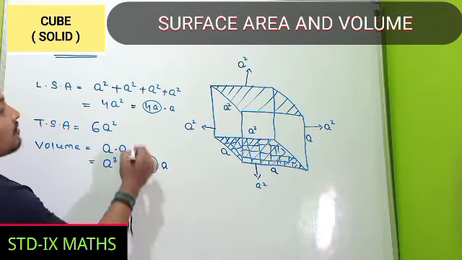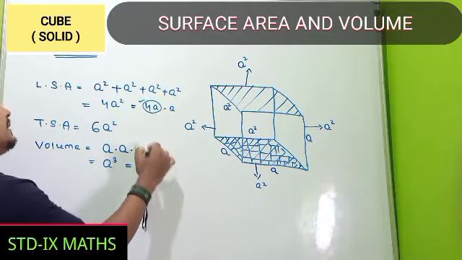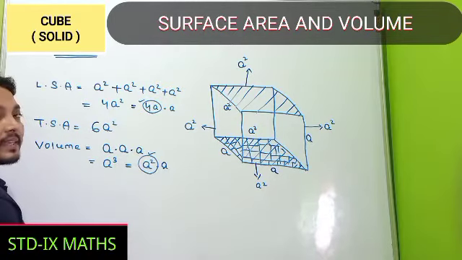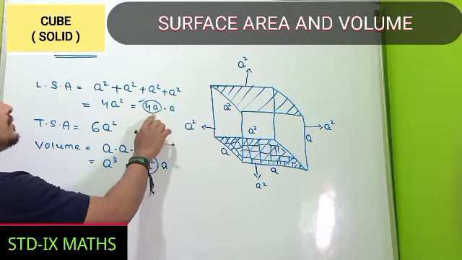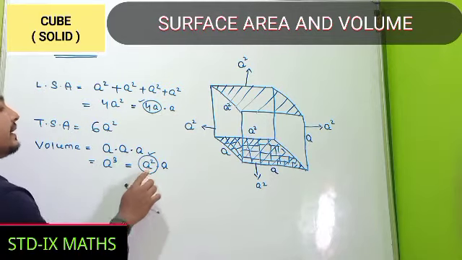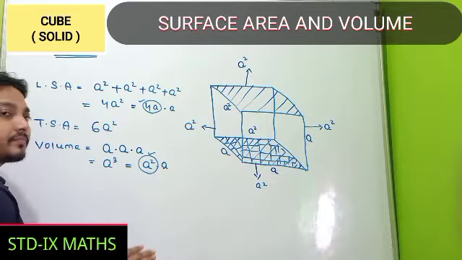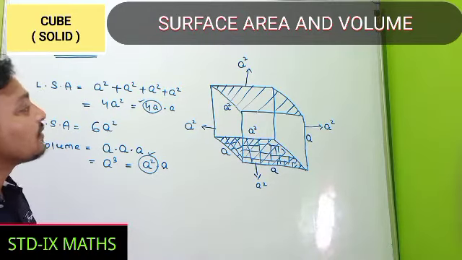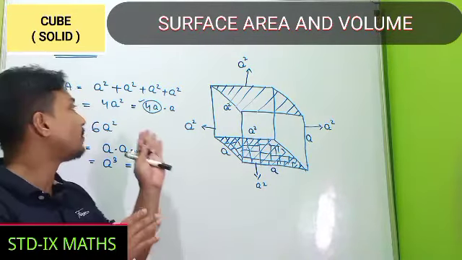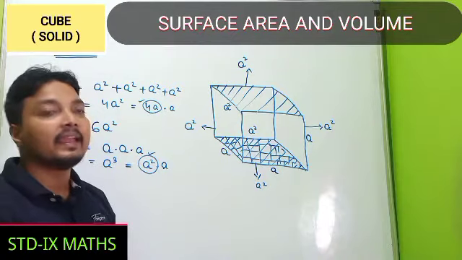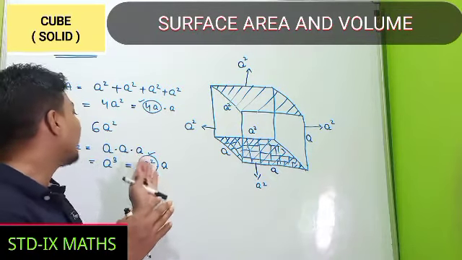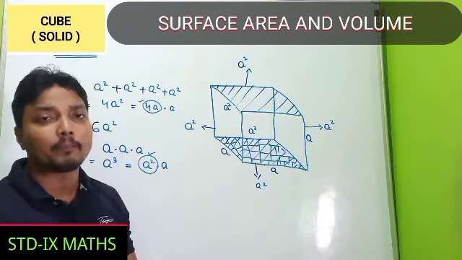In other words, you have to remember using a trick. Here the lateral surface area means perimeter of the square into height. Here the volume means area of the square into height. Understood? And listen, where to apply all these formulas, whether lateral surface area, total surface area, or volume, where to apply.